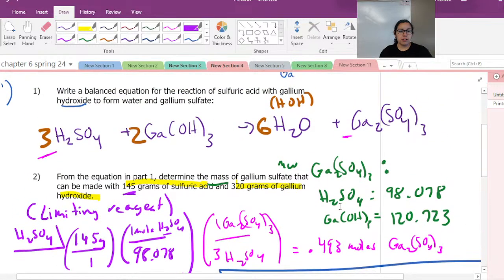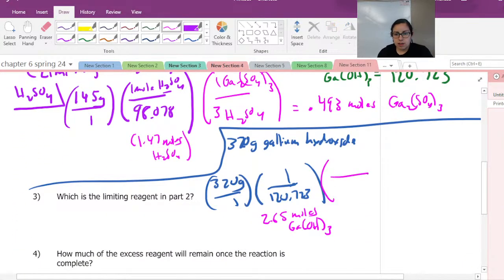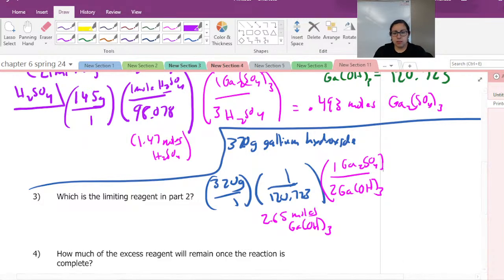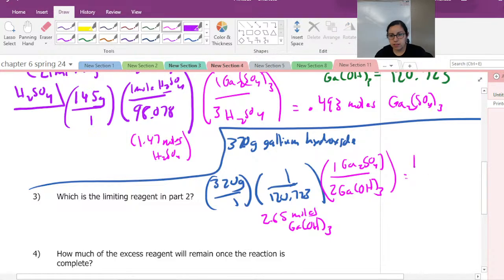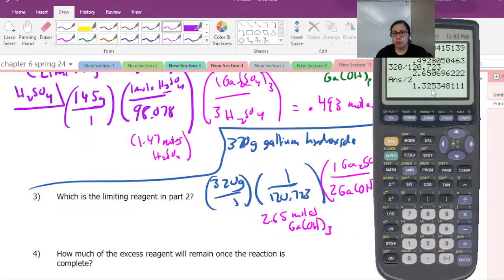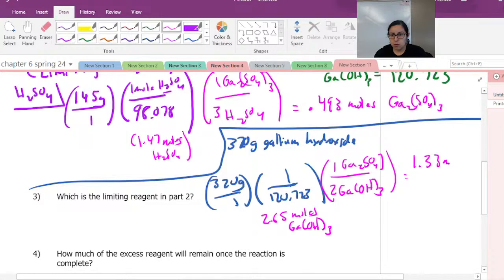Now we go to our balanced equation. Right there it's a 2-to-1 ratio. For every 2 moles of gallium hydroxide, I make 1. So now we can do our ratio: 2 moles of gallium hydroxide make 1 of our gallium product. Then we can divide this by 2. Now it's becoming evident that this is more. This is telling us this is 1.33 moles of product.